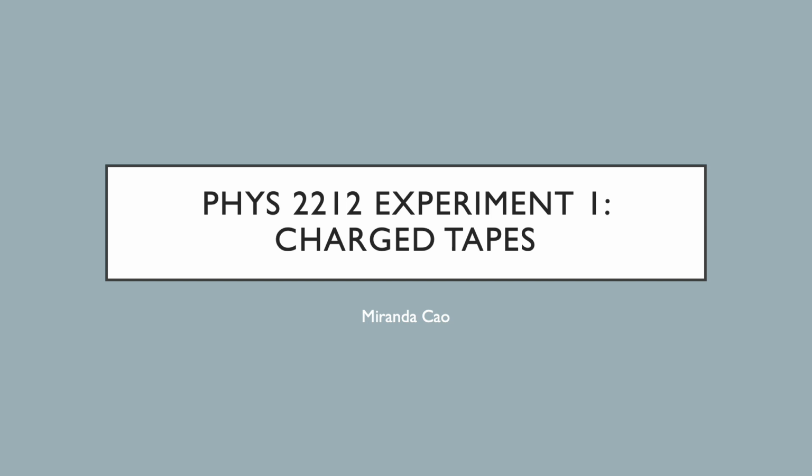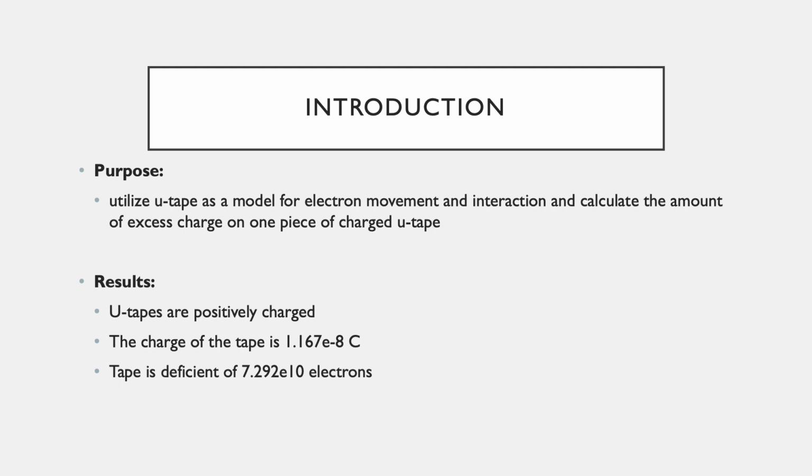My name is Miranda Cao, and this is experiment 1 for Physics 2212. The purpose of this experiment is to use U-tapes as a model for electron movement and interaction and calculate the amount of excess charge on one piece of charged U-tape.